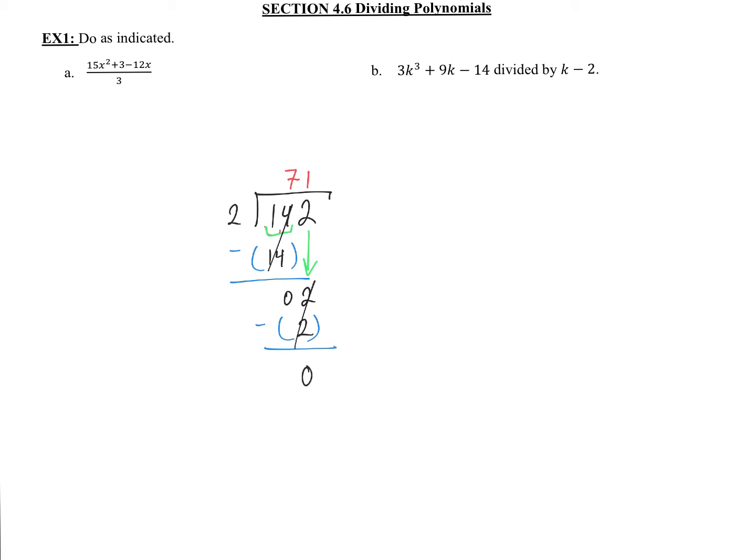So this cycle of checking what we need to multiply by to get the term, and then doing the subtraction, and bringing down the new item, this same concept is what we're going to do with division of polynomials. It's very, very simple. So let's take a look at what we have here for A.